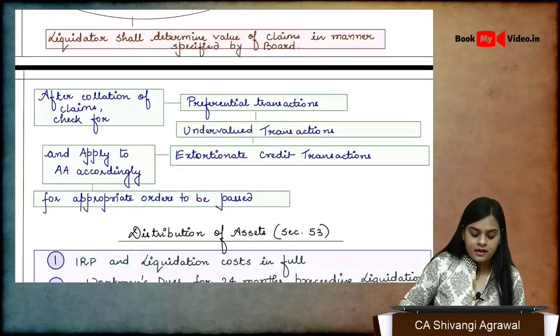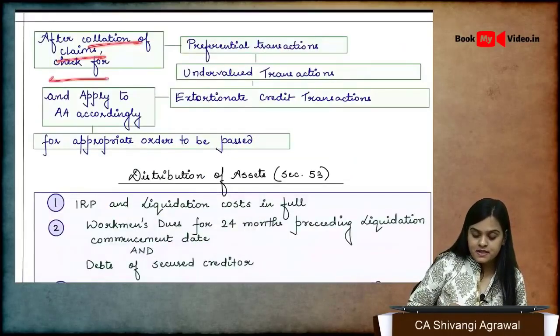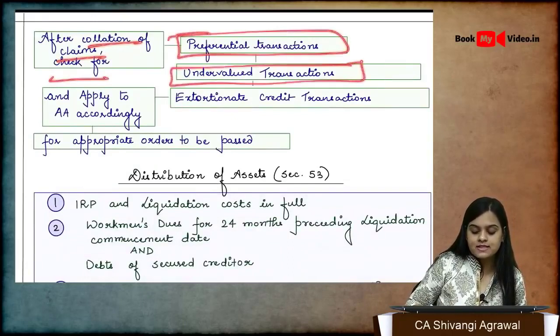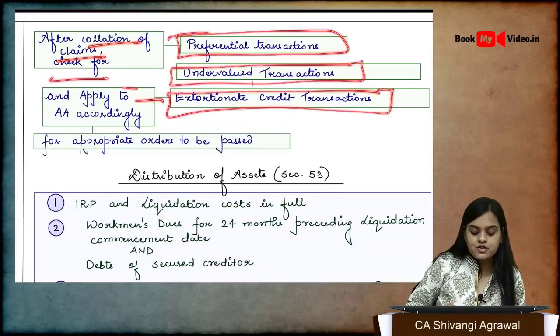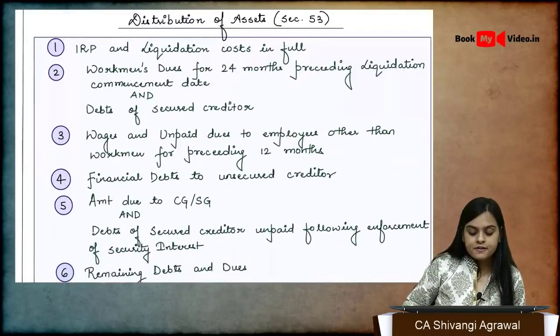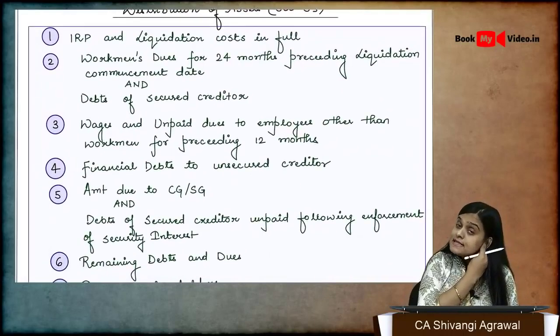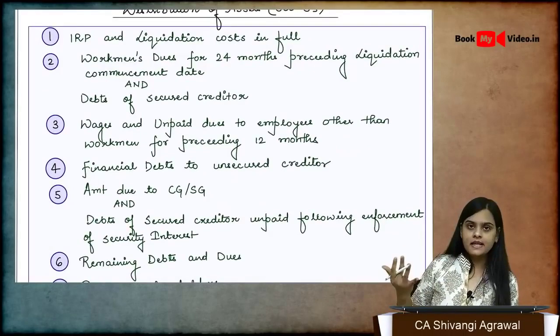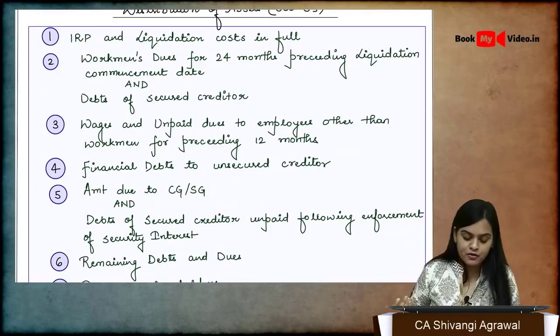Now, after the liquidator has collected all the claims, it is going to check for preferential transactions, undervalued transactions, extortionate credit transactions, and apply to the adjudicating authority accordingly. After that, the liquidator will sell off the assets and pay off the claims. In what order do you have to distribute the assets or pay off the claims?